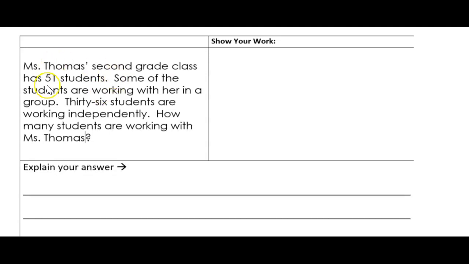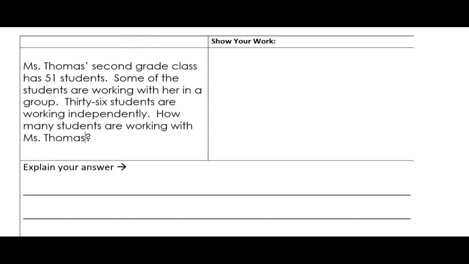Did you make a picture of this problem as you were reading it? Did you see all 51 students in Miss Thomas's second grade classroom? And then some were working with her in a group, and 36 other students were working independently or by themselves? Boys and girls, did you realize that the first number they gave us was the total amount of students in her classroom? So if we know the total amount of something, do you remember what we should draw to help us figure out this problem?